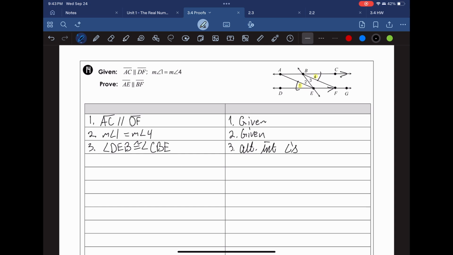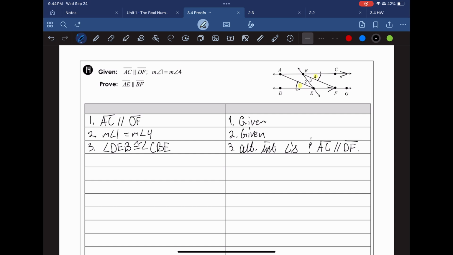But you can't just say alternate interior angles. You need to have parallel lines when you do that. Your parallel lines being AC and DF. You were told those two are parallel to each other. So make sure you say, oh, by the way, they're not just alternate interior. It is because AC is parallel to DF as well. That is a true statement.